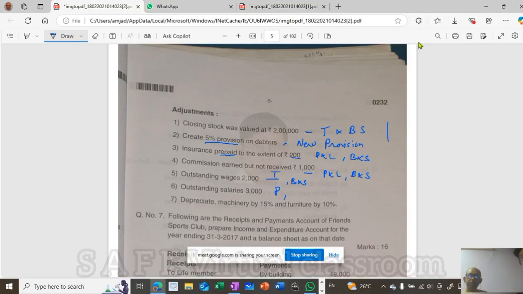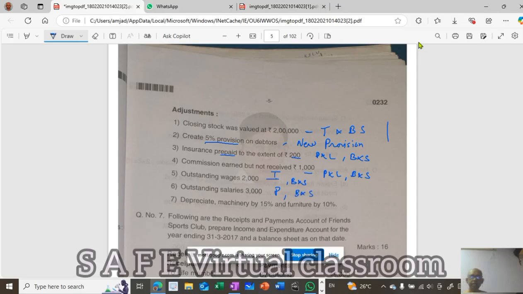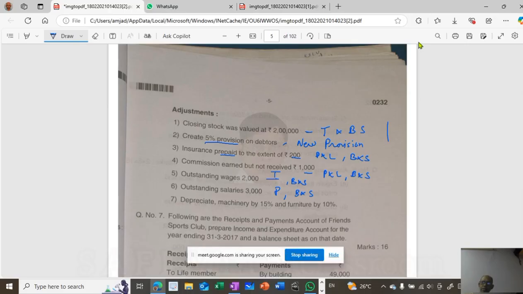So salaries will go to profit and loss and balance sheet. We'll add it to which one though? Wages we have to add to wages. Salaries we have to add to salaries.